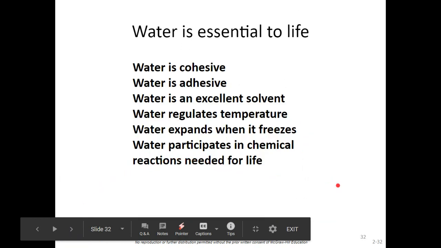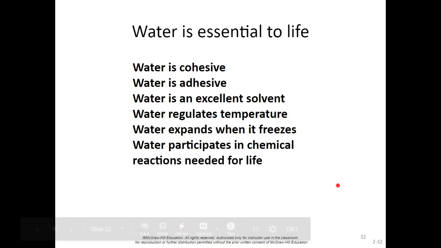These are certain properties of water. Water is essential to life. It is cohesive and adhesive because it can attach to anything and it can attract anything. It's an excellent solvent, which we call a universal solvent. So all inorganic compounds can be easily dissolved in water.